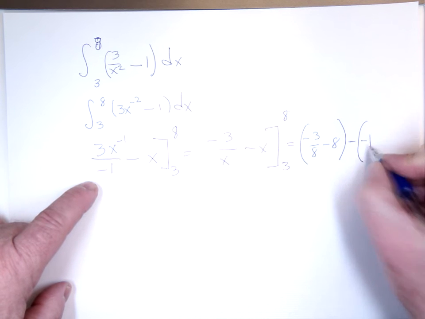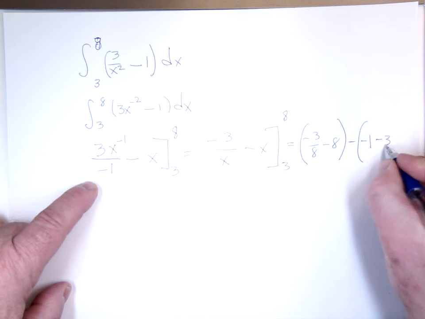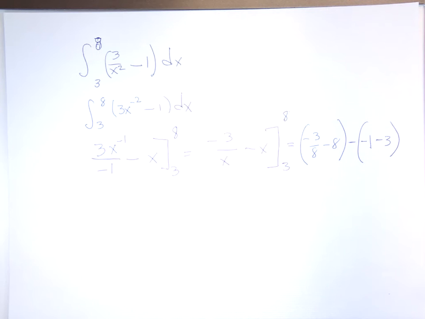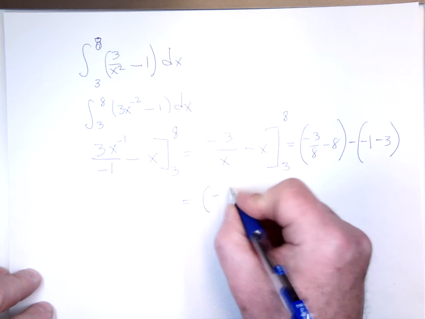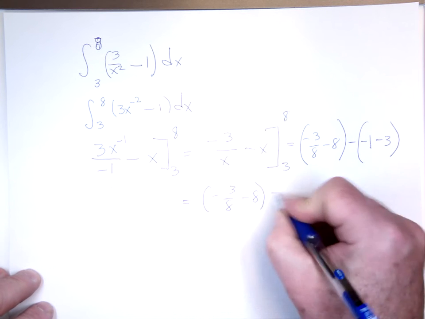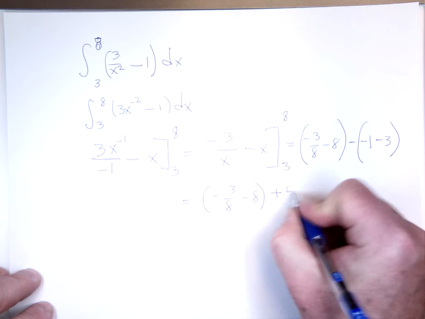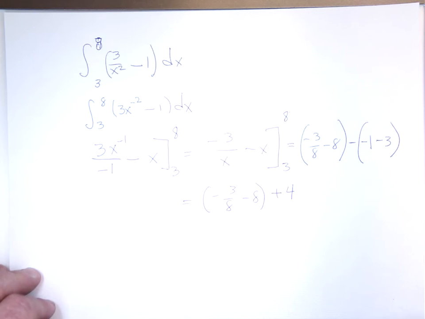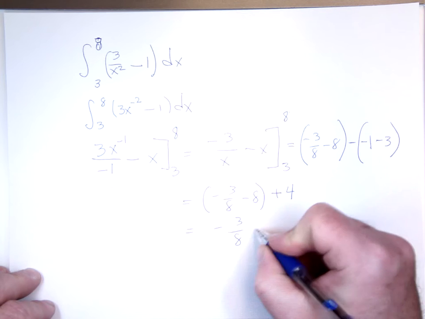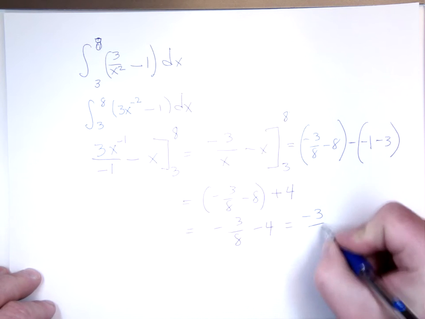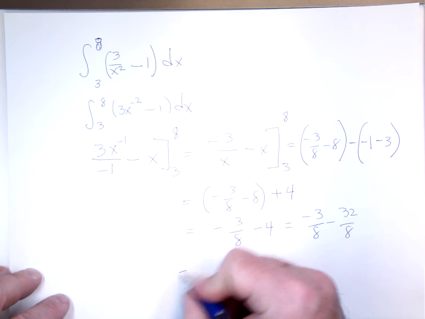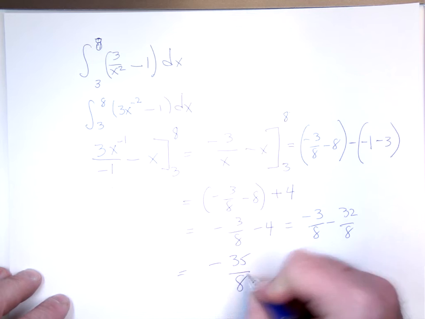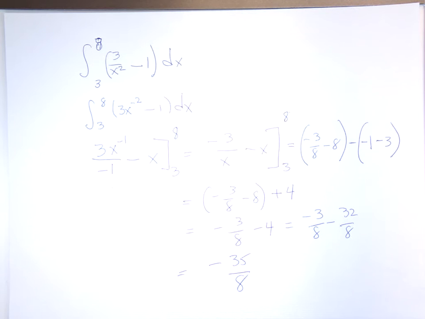Oh, jeez. This is another reason I don't like WebAssign. It's just yucky, that's all. So what do you have? Negative 3/8 minus 8 minus a negative 4, so it would be plus 4. Negative 3/8 minus 4. Negative 3/8, and 4 is 32/8. It seems to me you're going to get negative 35/8. Try that. What do they want, a decimal with 3 decimal places or something?